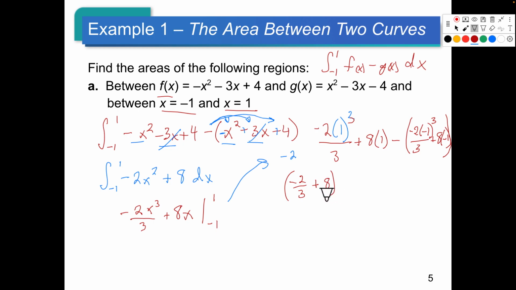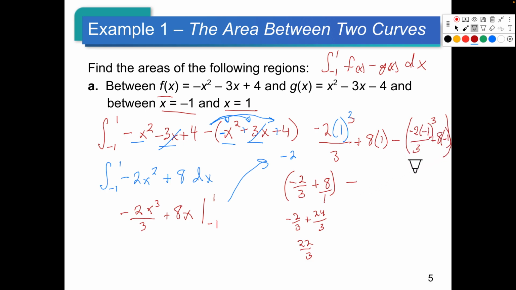So 8, think of it as 8 over 1. We're going to get a common denominator of 3. 3 times 8 is 24. This is negative 2 over 3 plus 24 over 3. That's going to give you 22/3 for this first part. Then we've still got the subtraction to deal with, so I'm going to subtract.